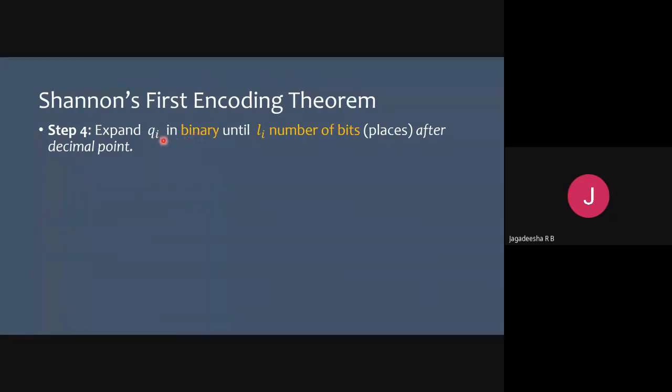Did you notice that Q values will be in a decimal? Because they are nothing but the sum of probabilities. Probabilities in a decimal, right? For example, 0.4 or 0.7 or so on. They are in decimal. You convert it into binary. When you convert it into binary, how many bits you need to represent it by? That is equal to Li number of bits after the decimal point.